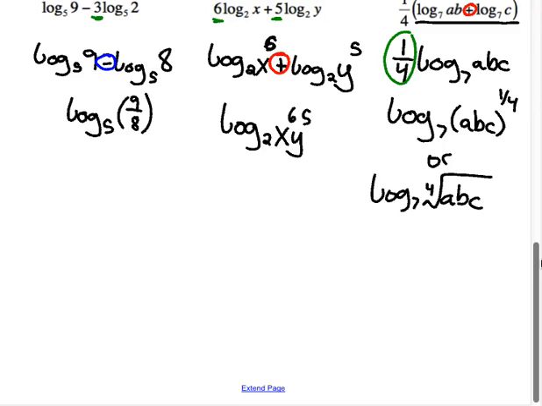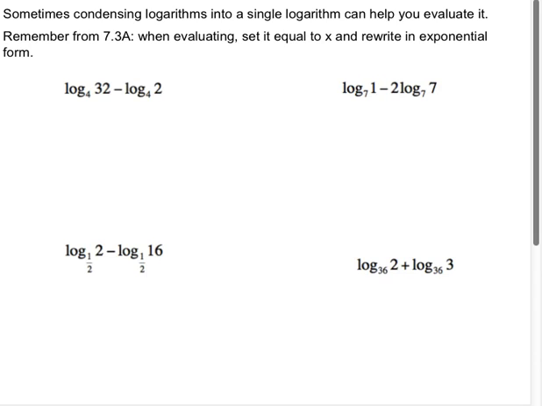Okay, so let's take a look at how we can use these properties in order to help us evaluate some of these things. Okay, so again, looking at the properties, I see subtraction. Okay, so I'm going to divide that. So log base 4, 32 divided by 2 is 16. Now this looks awfully like what I had back in the first section of 7.3. I can actually evaluate that.